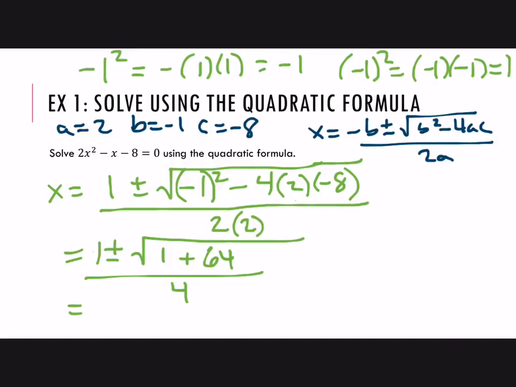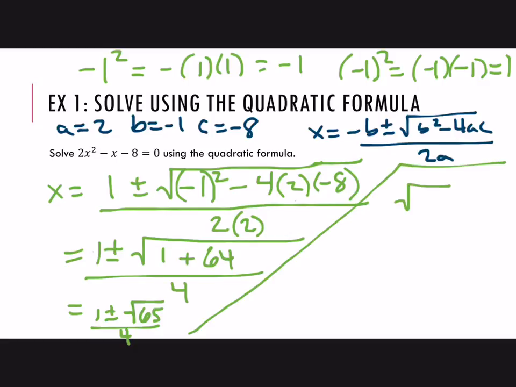So we end up with 1 plus or minus square root 65 over 4. All right. Now sometimes we're done there, but sometimes if the square root needs to be simplified, then we would keep going. So I do need to check if square root 65 is fully simplified. All right, so to do that, I need to see if there are any perfect squares in 65.